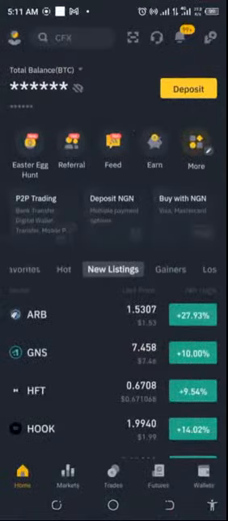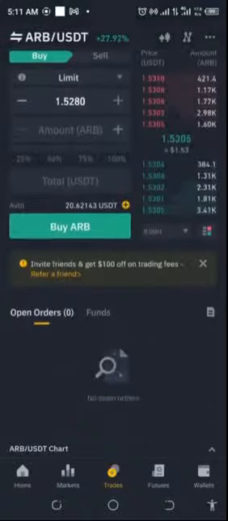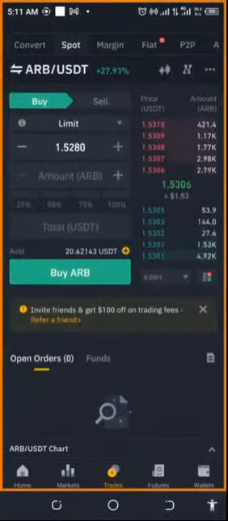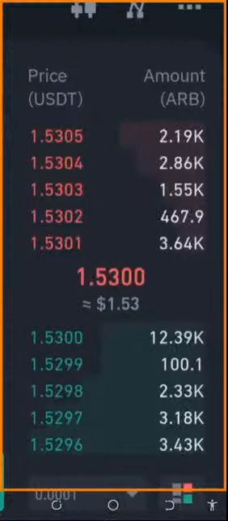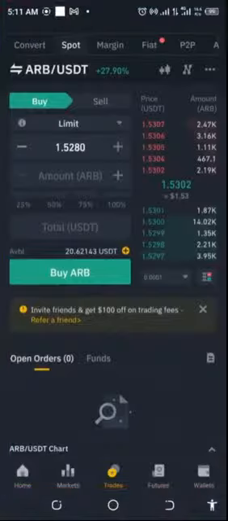Okay, so let's go back in here. As you can see, it's still pumping, right? And look at the order book. You can see that it's still very alive and very active. These are the things you need to make sure exist when you're doing your spot trading.